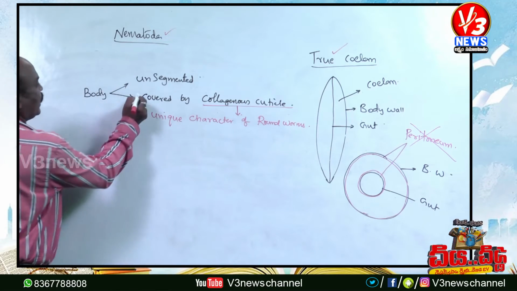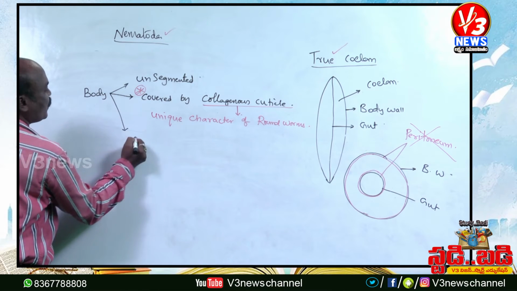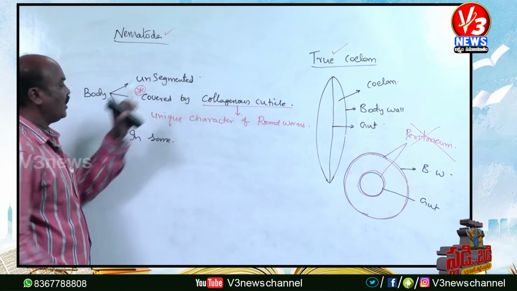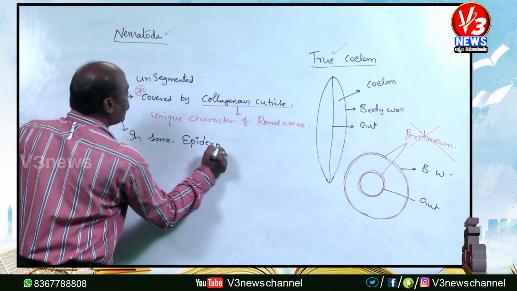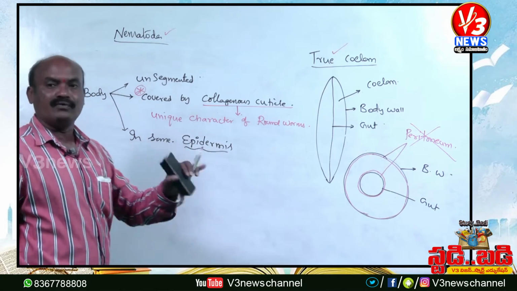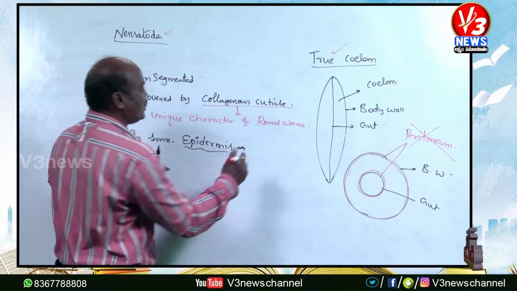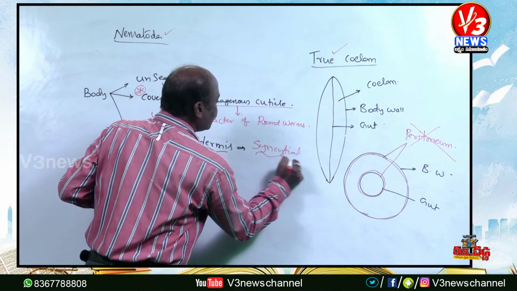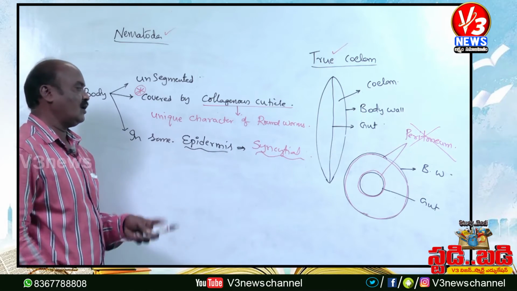And one more important character about their body wall. See, in some, not all roundworms, in some, the epidermis. Epidermis means one of the layers in their body wall. So, the epidermis is syncytial. This is also a very important point. Syncytial, the epidermis is syncytial, right.